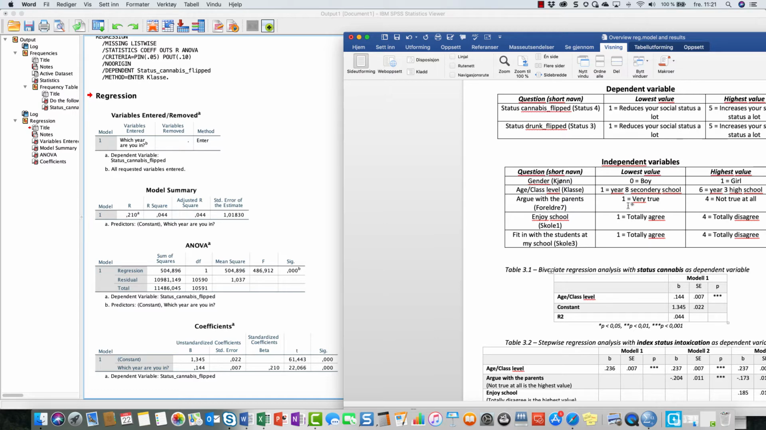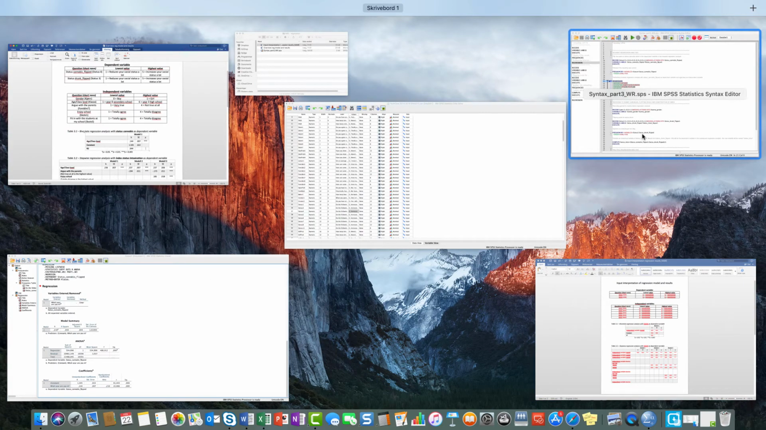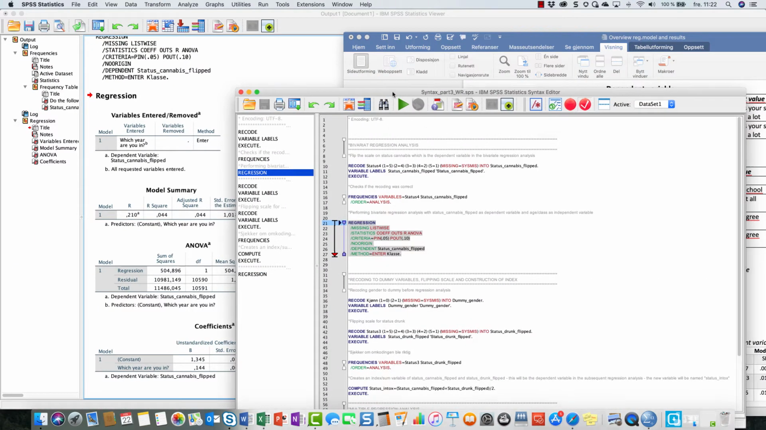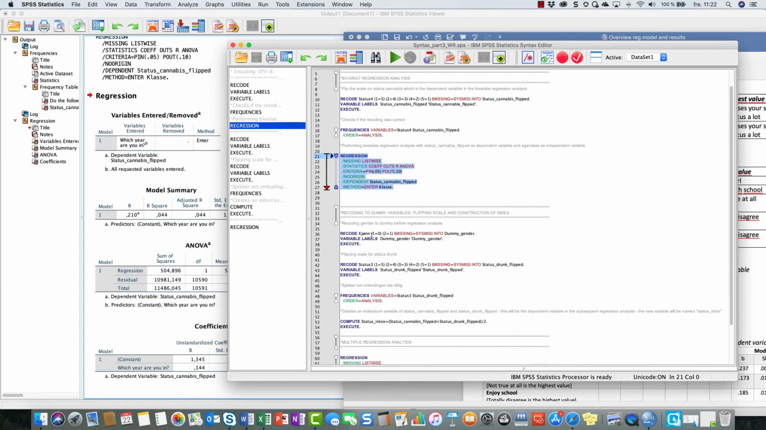As you can see, I have to know the values on the different variables. Okay, so then I go back to my syntax and I do the recoding. I recode to dummy variables, flipping the scale and construction of index. That's what I'm doing. So first I'm going to recode gender to a dummy variable before the regression analysis.